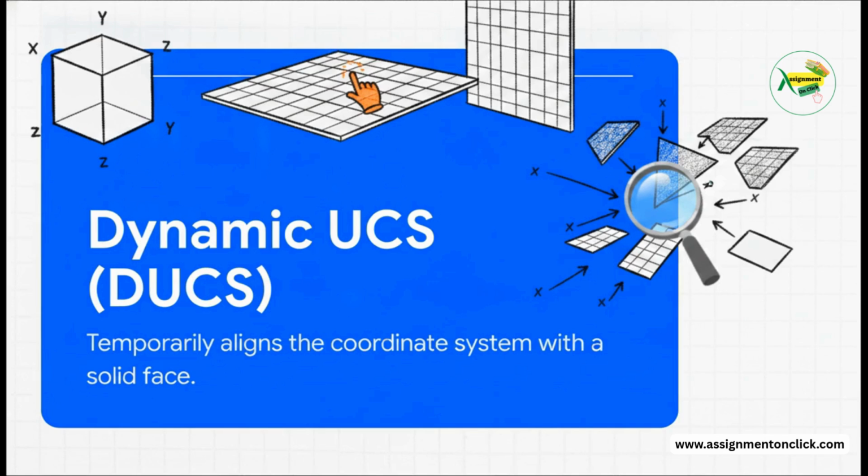See, in 2D, you're always drawing on the flat floor, the XY plane. But in 3D, you frequently need to draw a window directly onto a vertical wall. DUCS is a fantastic shortcut. As you hover your mouse over a solid 3D face, it temporarily aligns your drawing plane right onto that angled or vertical surface. It saves you from doing all sorts of manual coordinate calculations and lets you just draw effortlessly.